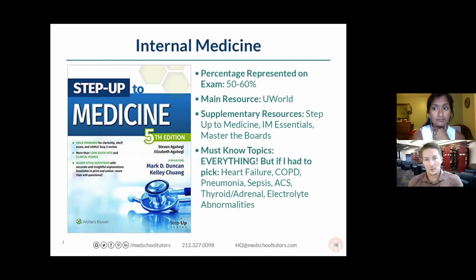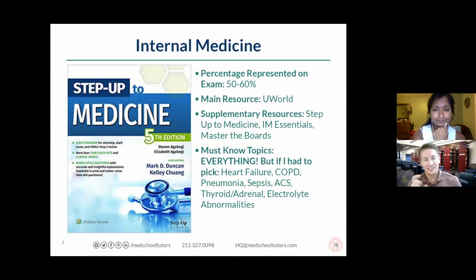So I'll start out with internal medicine here and say that this is the majority of what's on the exam, the majority of the questions in UWorld. This is where you'll be spending a lot of your time. We mentioned Step Up to Medicine as a major core resource here because medicine is so fundamental to this test that using Step Up to Medicine is really important. You can, of course, use Step Up to Step 2 CK instead and use the medicine chapters in there.